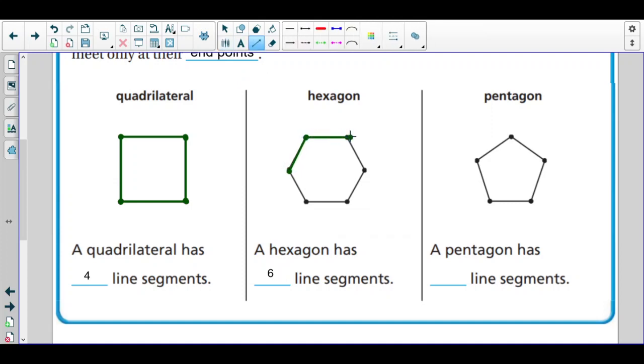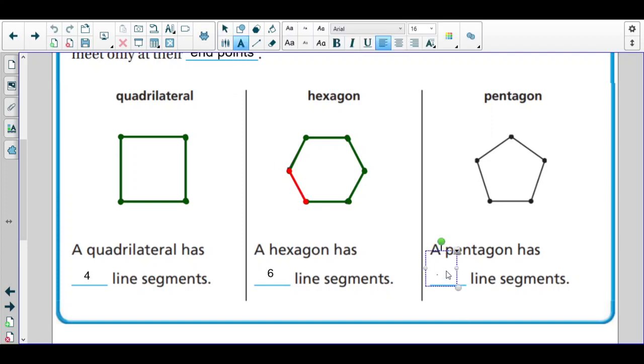1, 2, 3, 4, 5, and 6. And let's show right here where one line segment ends. So right here, we started right here and it ends right here. Where one line segment ends is where the next one begins. And that is how we get our shapes.